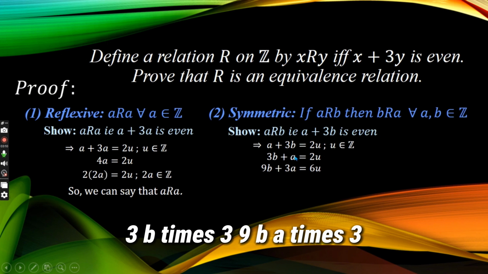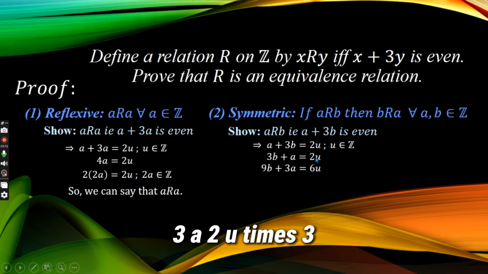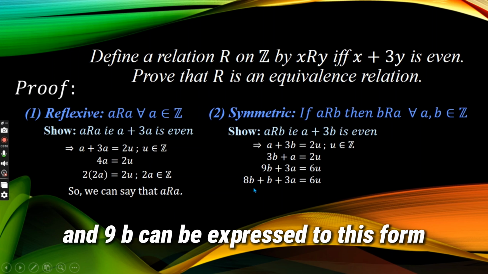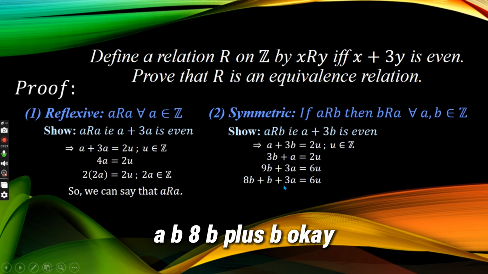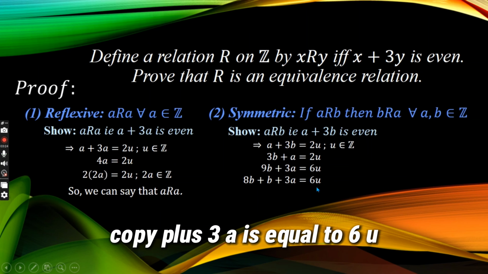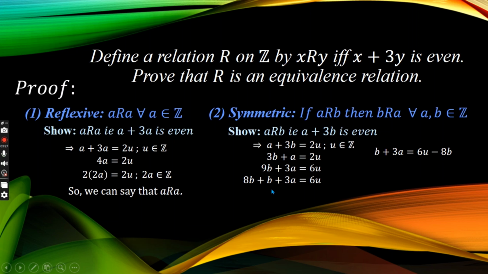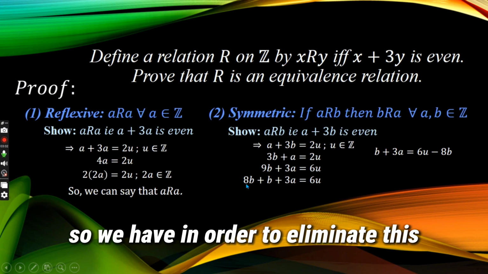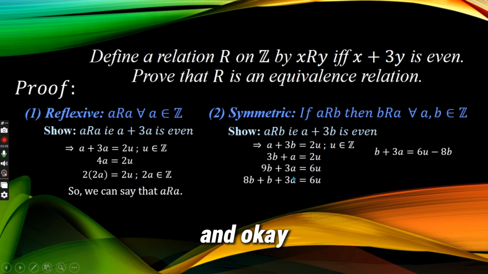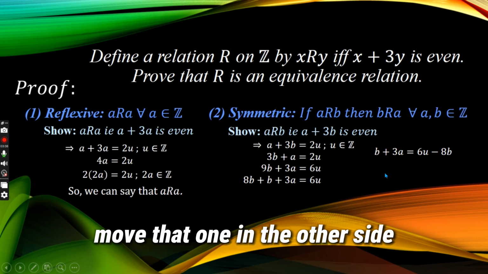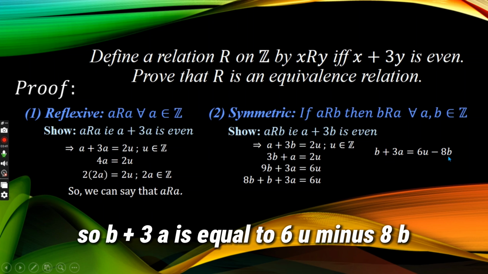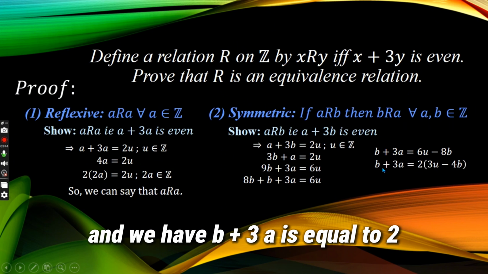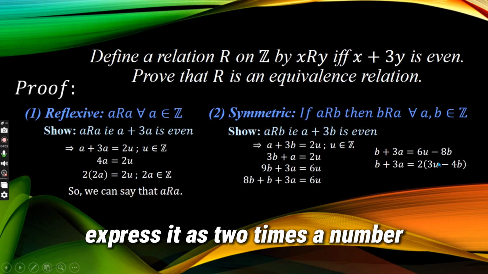3b times 3 is 9b. a times 3 is 3a. 2u times 3 is 6u. And 9b can be expressed in this form: 8b plus b, plus 3a is equal to 6u. And from here, we can apply APE in order to eliminate this 8b and move it to the other side. So b plus 3a is equal to 6u minus 8b. And we have b plus 3a is equal to 2, expressed as 2 times a number.